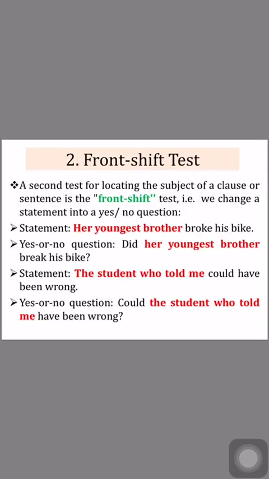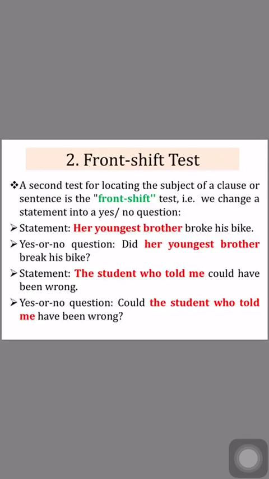So here her youngest brother in a statement is number one, did is number one in a yes/no question, whereas her youngest brother is number two. So by this we can state that this is the subject which is capable of changing its position from number one, from the front position in a statement, into mid position, the second position in a yes/no question. Okay, suppose that I would like to change the same sentence, her youngest brother broke his bike, into a WH question.